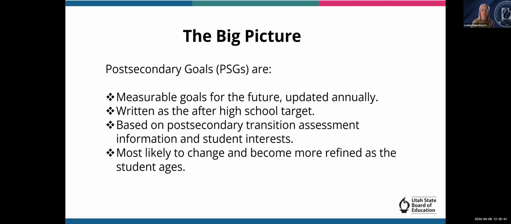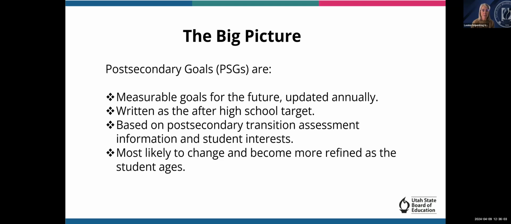So I know sometimes it's hard to have a conversation with a student who's very young in 8th grade, and we're asking them, what do you want to do in the future, right? So we're writing these goals for when they leave school, and that's challenging. And we also recognize that they're going to change not only annually, but possibly weekly. And that's totally okay. It's just in that moment.